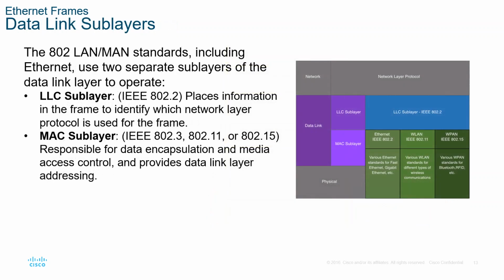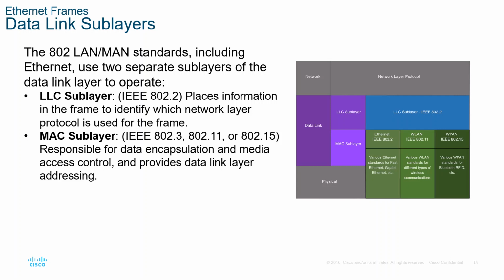For Ethernet frames to work, it works in two data link sublayers. Basically, Ethernet uses two separate sublayers of the data link layer to operate, which are the LLC sublayer, which is the logical link control, and the MAC sublayer, which is media access control, as shown in the figure.